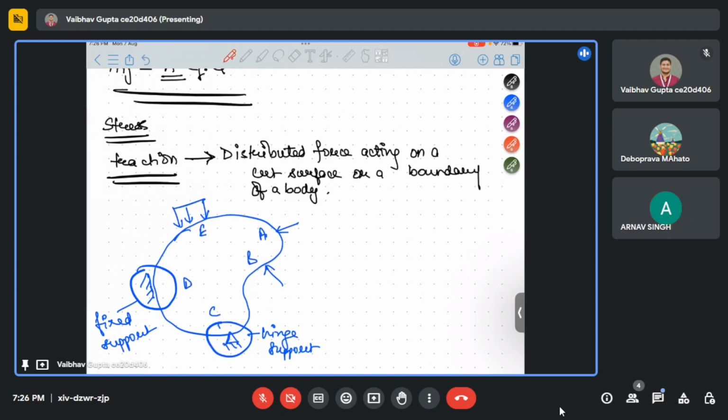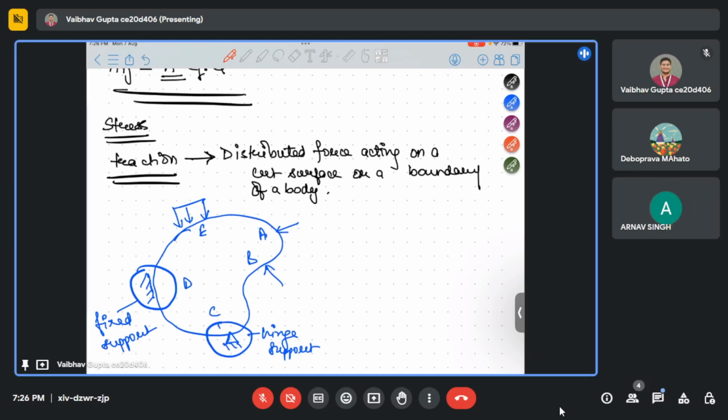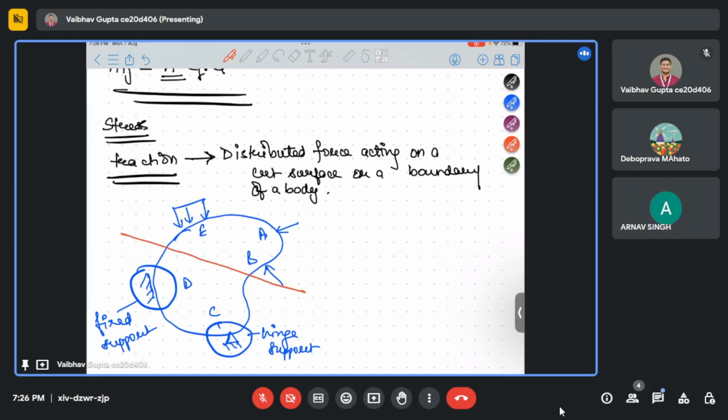Suppose we always define stress as force upon area, but this is not the actual definition. This definition holds true for specific examples like uniaxial tension or compression, but in general it doesn't hold good. So to define stress, first we need to define traction. Suppose we cut a body, not in half, anywhere, like this.